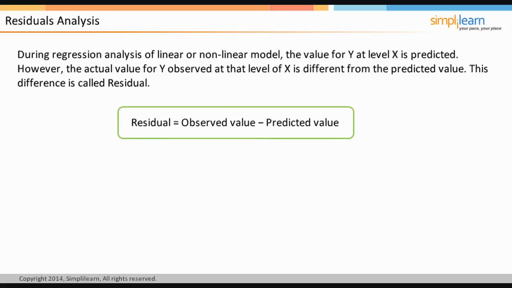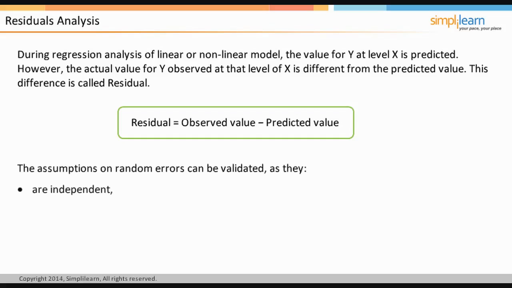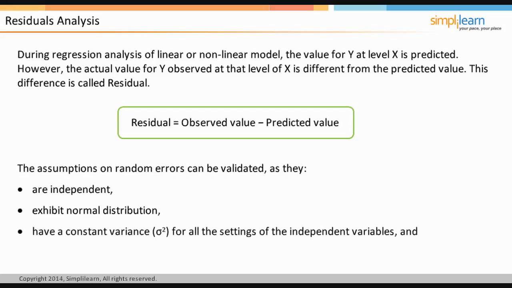Residuals are considered to be errors, and each data point has one residual. You can validate the assumptions on random errors as they are independent, exhibit normal distribution, have a constant variance sigma square for all the settings of the independent variables, and finally, have a mean of 0.